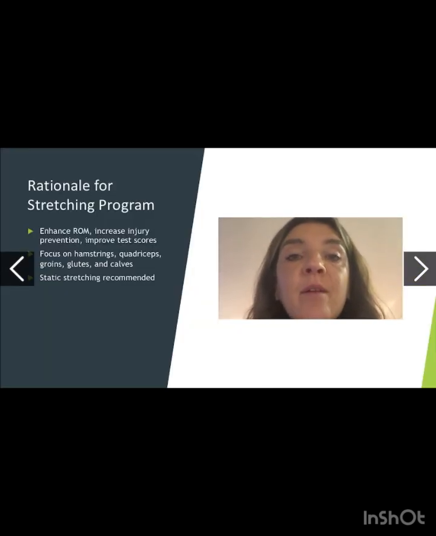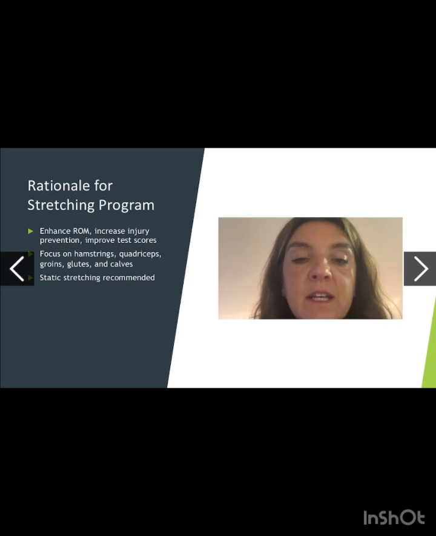So the rationale for my program is a stretching program. As we all know, stretching increases the range of motion. However, I want to improve her test scores, prevent injuries and enhance range of motion by targeted stretching, mostly by using static stretching and dynamic stretching.